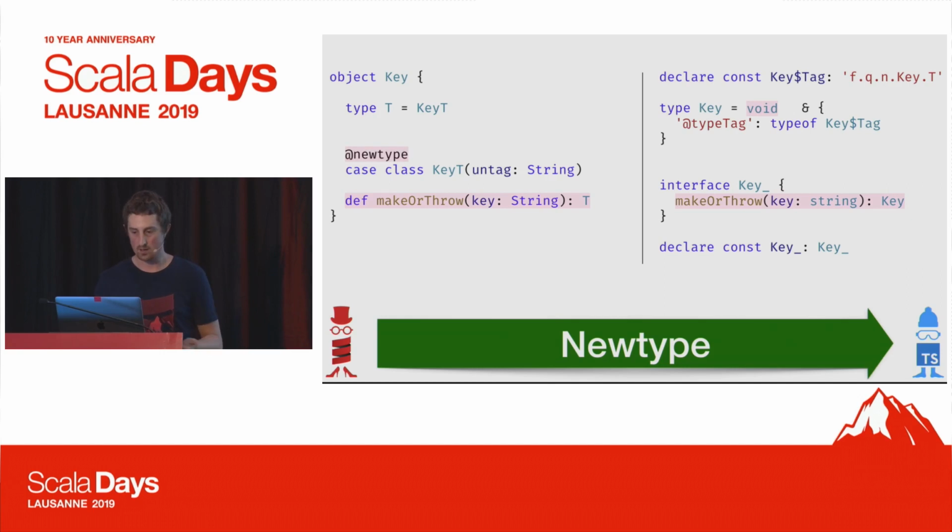If you want to make it opaque, you switch newsubtype for newtype on the Scala side, and string for void on the TypeScript side. Void has no methods on it, so the only thing you can do with the value of this void intersected with the tag is whatever methods you've supplied on the Scala side. In this case, the only method is make or throw, so we're kind of out of luck, but we could have added something else on, like concatenate.